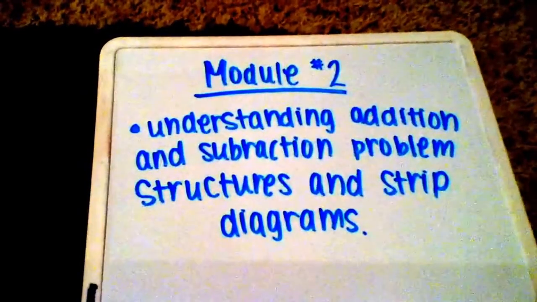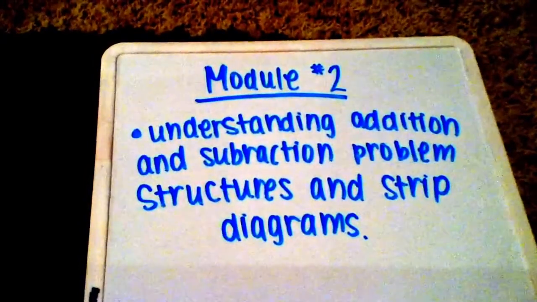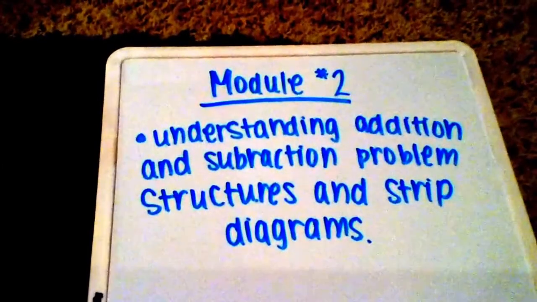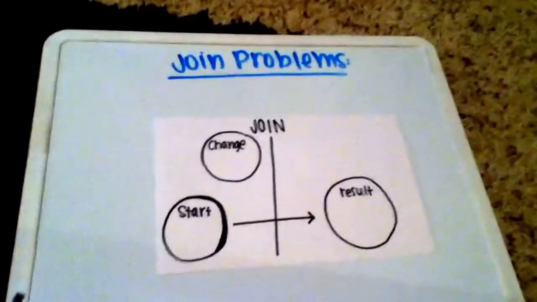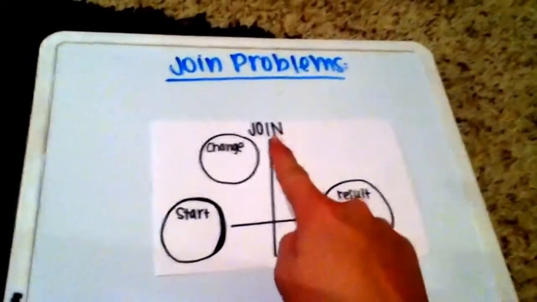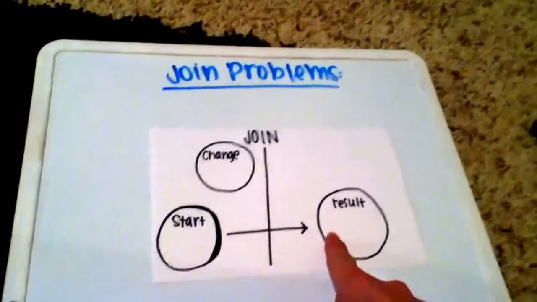What is important by using these structures is that students are able to explain what they did and why it makes sense in the context of the question. Using these visual diagrams means we won't have to be using equations. So for this problem, we're going to be using this diagram. Right here you can see it says join at the top, the line down the middle, and then the arrow going from the start to the result.